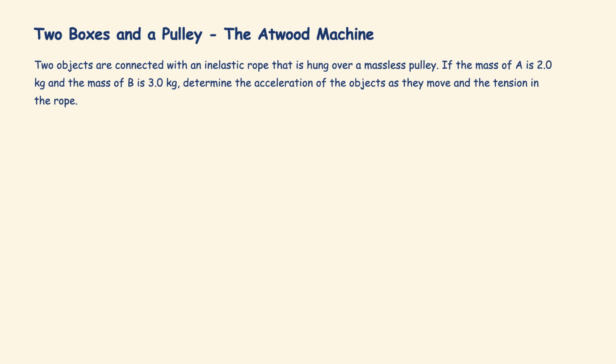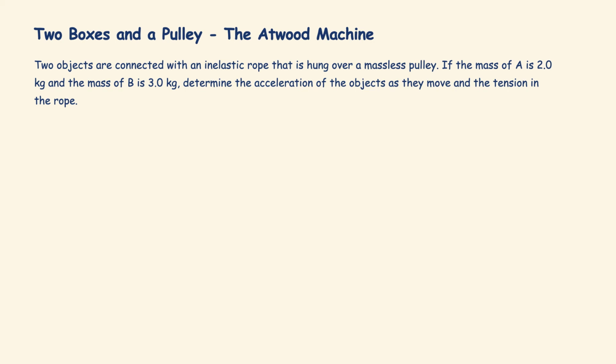Here's an example of an Atwood machine. In other words, every time we have two boxes attached to a string that goes over a pulley, we talk about an Atwood machine. In this particular example, we will have two objects connected with an inelastic rope that is hung over a massless pulley.